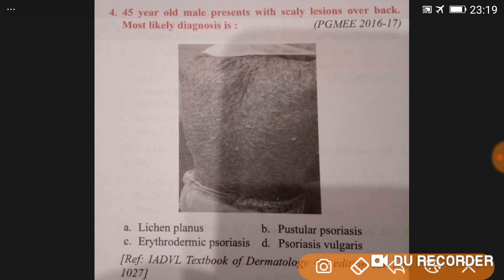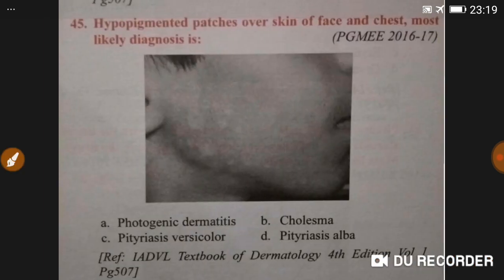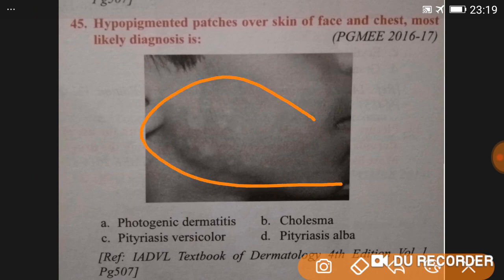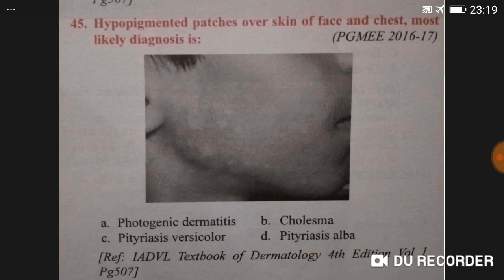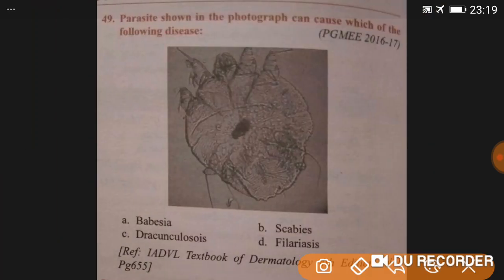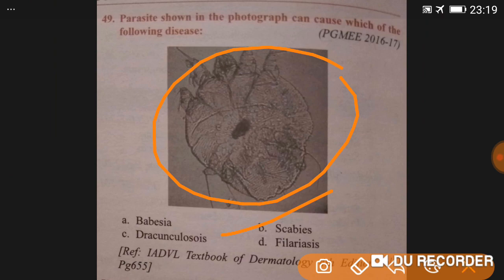Now, 45-year-old male presents with scaly lesion over back. The most likely diagnosis here is erythrodermic psoriasis. This is erythrodermic psoriasis. Now, hypopigmented patches over skin of face and chest. The most likely diagnosis here is pityriasis versicolor. Okay, now parasite shown in the photograph can cause which of the following diseases? It causes scabies. Scabies.